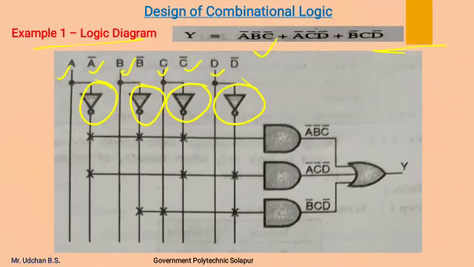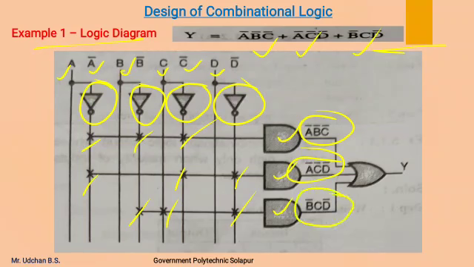The first term is A bar, B bar, C bar. So here all the 3 inputs A bar, B bar, C bar are given as input to this AND gate, which gives you the term A bar, B bar, C bar. For A bar, C bar, D bar, the inputs A bar, C bar and D bar are connected to this AND gate to get the term A bar, C bar, D bar. To get B bar, C, D bar, B bar, C, D bar are connected to this AND gate, which gives B bar, C, D bar. Combining all these three terms using this OR gate, we obtain the output equation. This is how we can design a combinational logic circuit from a given problem statement.